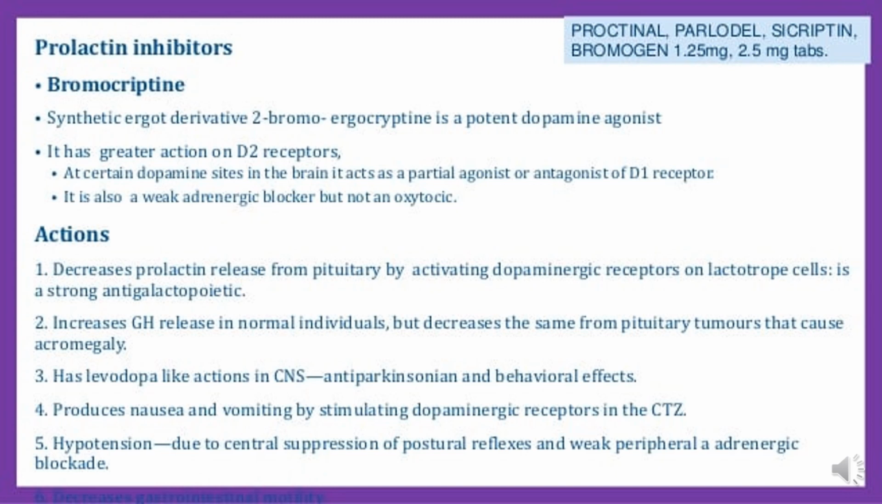Prolactin inhibitors: bromocriptine. Let us see the action of bromocriptine. It decreases prolactin release from the pituitary by activating dopaminergic receptors on lactotrope cells. It increases GH release in normal individuals but decreases the same in acromegaly. It produces nausea and vomiting by stimulating dopaminergic receptors, and it leads to hypotension.